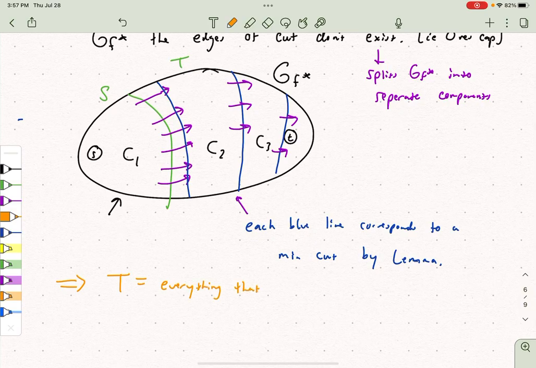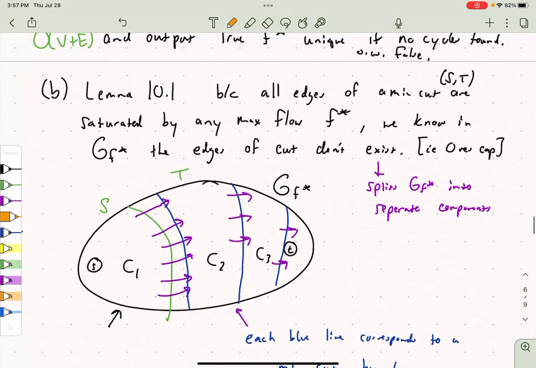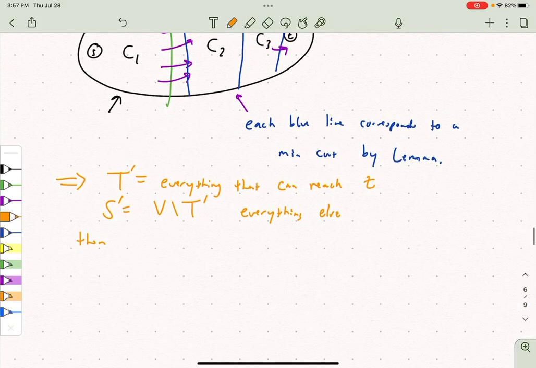Because of this whole idea, if we take T to be everything that can reach little t, and S is V minus T, everything else, then this S-T, let me actually call it S prime, T prime, because I'm assuming we have a different S, T from Ford-Fulkerson, then this one is also a min cut.